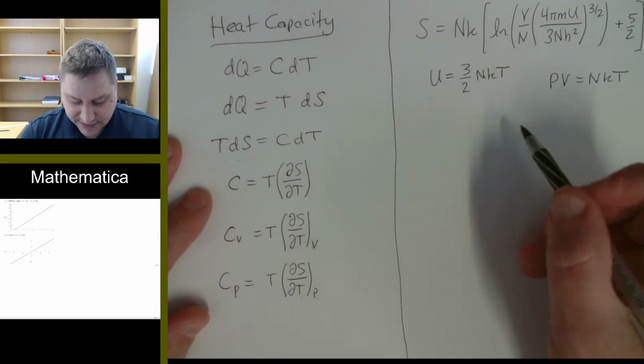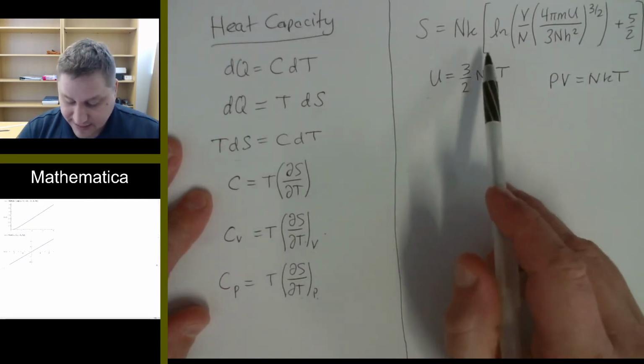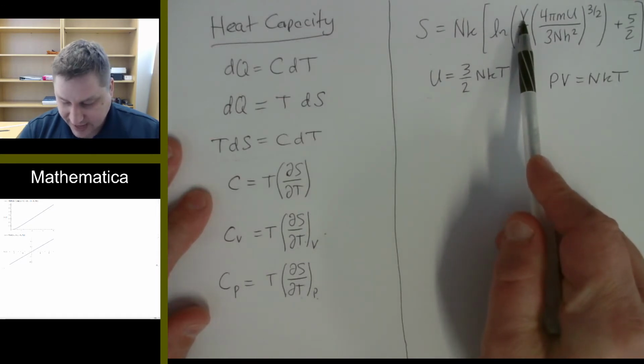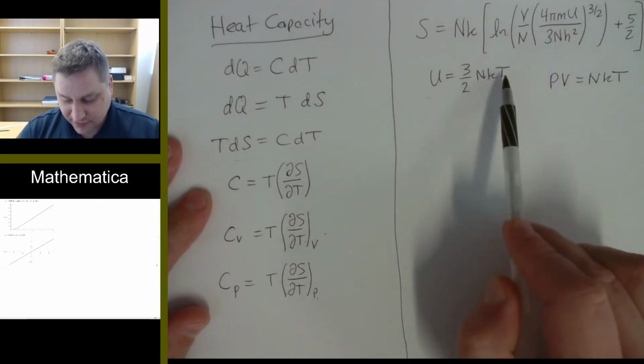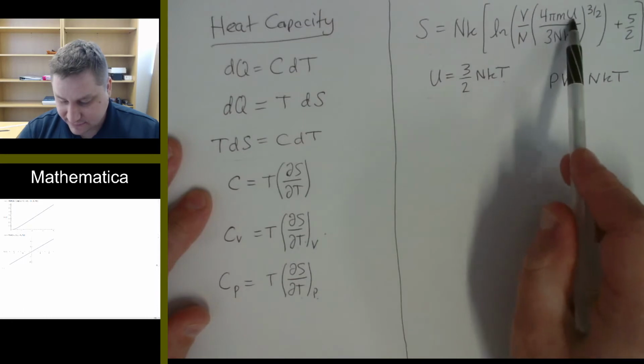First, let's do the heat capacity at constant volume. Since that one has already got the V in there for us, we won't have to mess with that. We just have to get rid of this U in favor of temperature. So I'll be plugging in 3/2 NkT into the U.